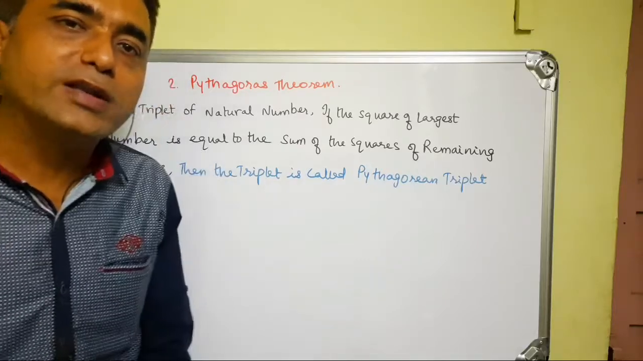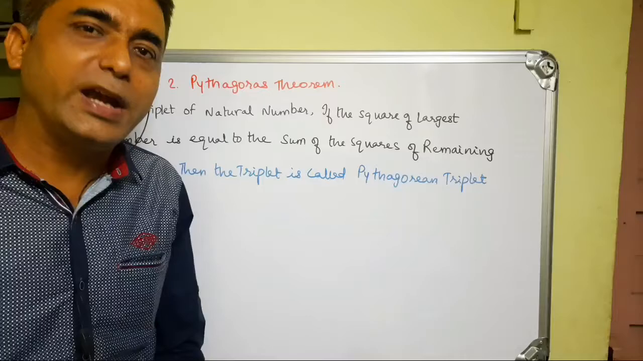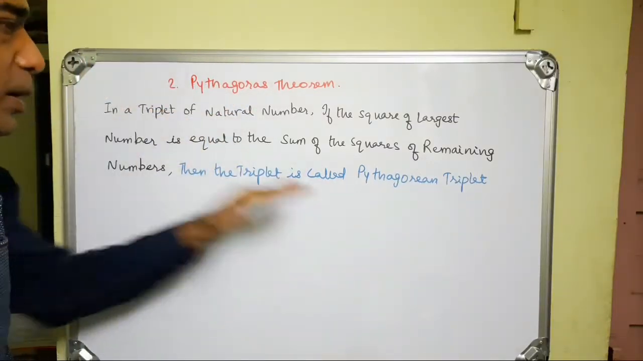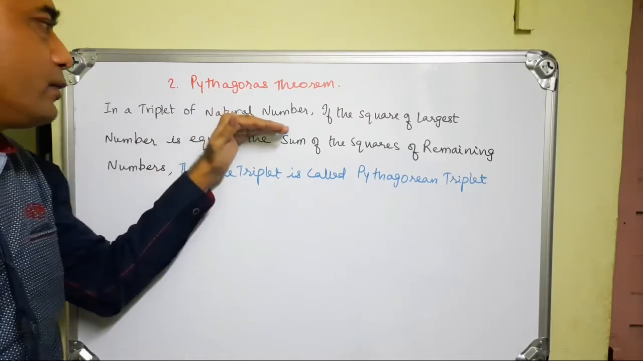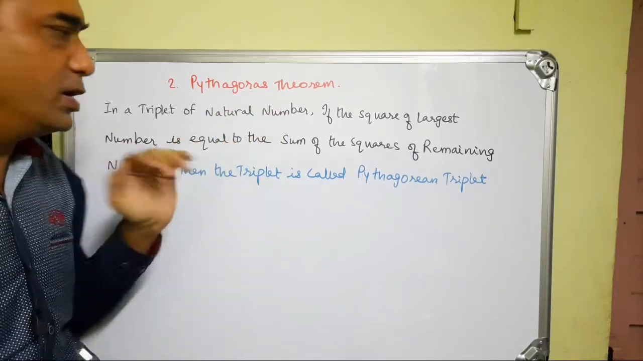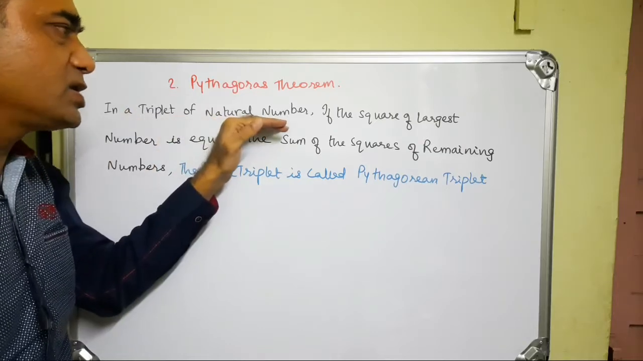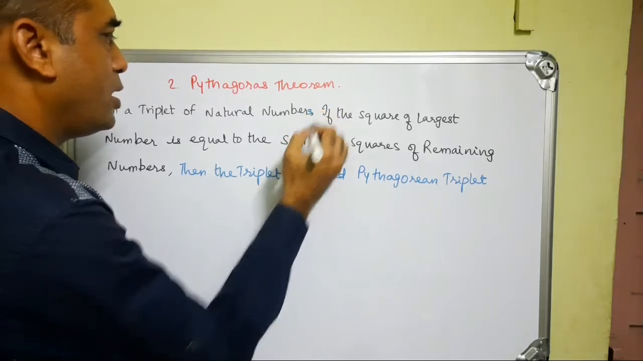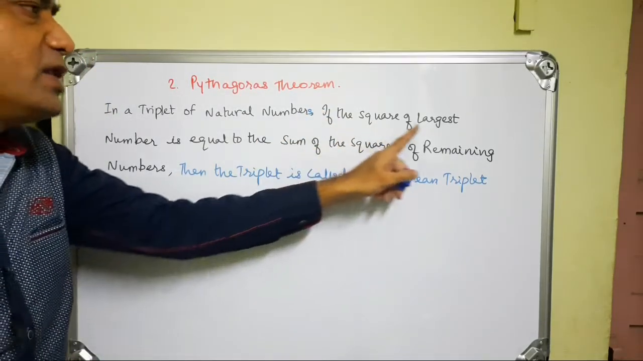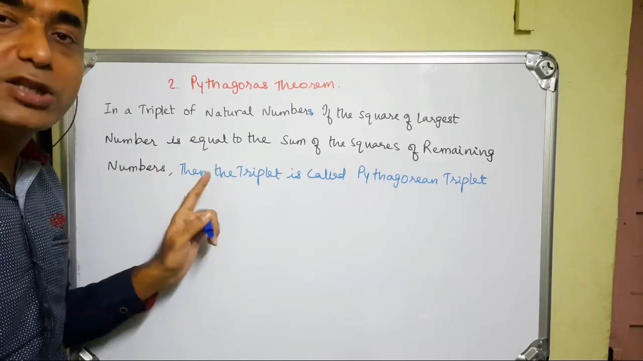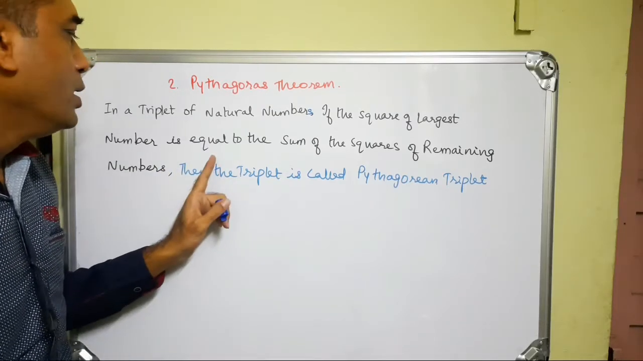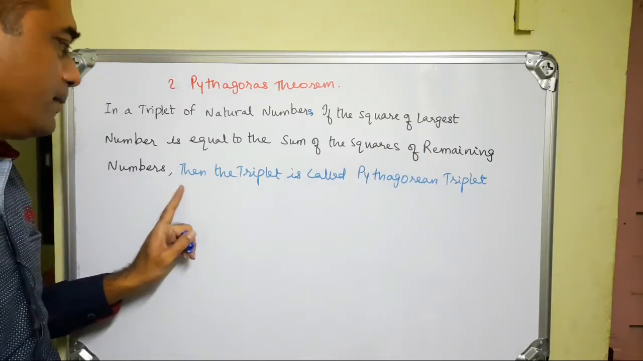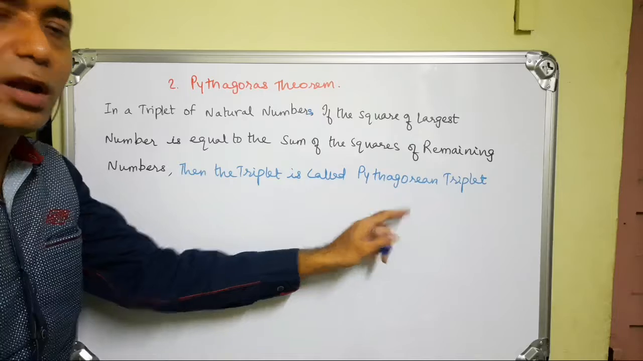First of all, we will see what is a Pythagorean triplet, though actually you have learned it in the previous classes. Pythagorean triplet: in a triplet of natural numbers, triplet means three numbers, if the square of the largest number is equal to the sum of squares of remaining numbers, then the triplet is called Pythagorean triplet.